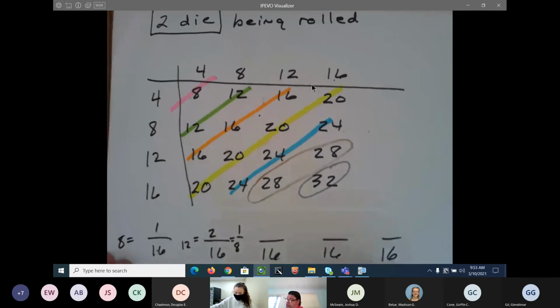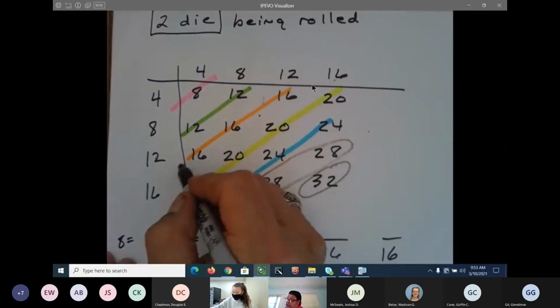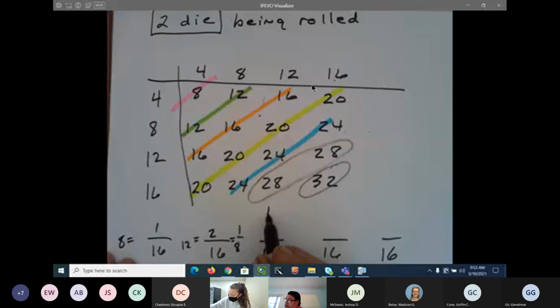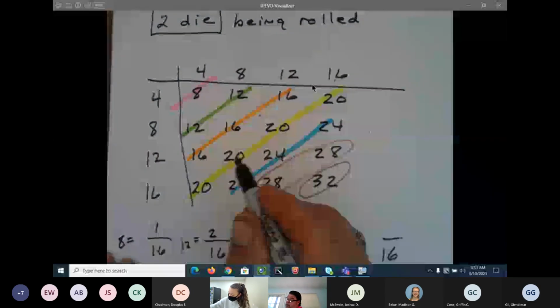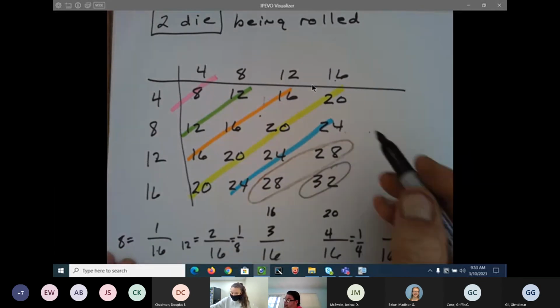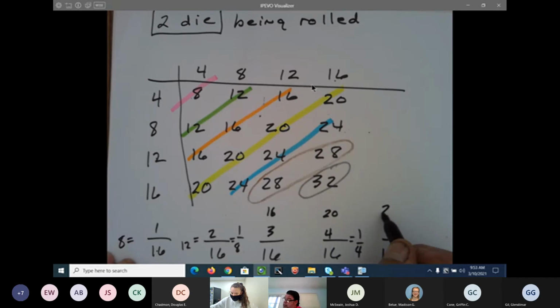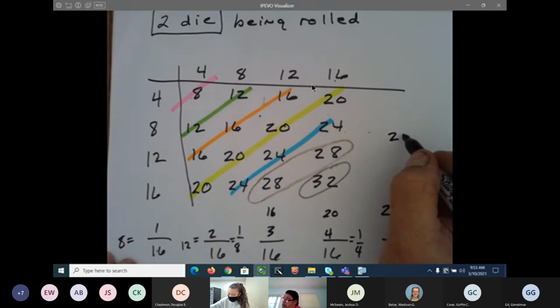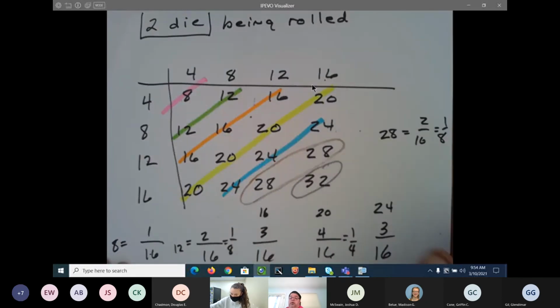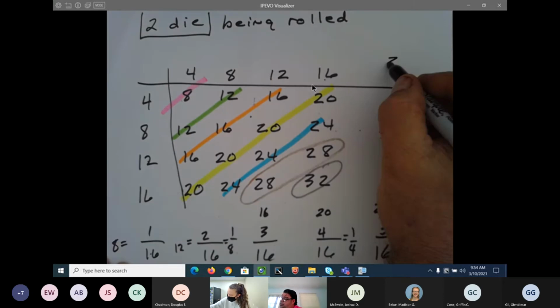And then there's, let's see, there's 16s, there's 3. 20s, there's 4, which is equal to 1/4. 24, there's 3. 28, there's 2 over 16, which is equal to 1/8. And then 32, there's 1 out of 16.